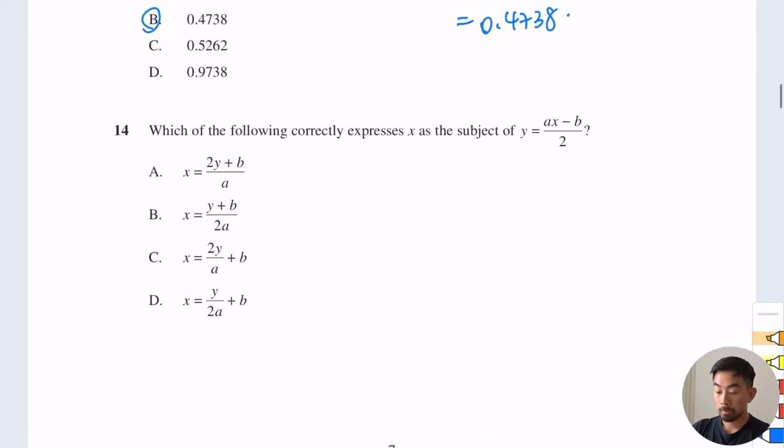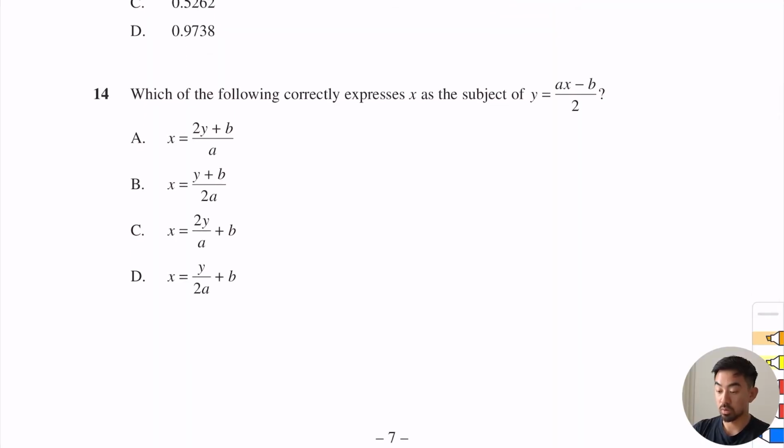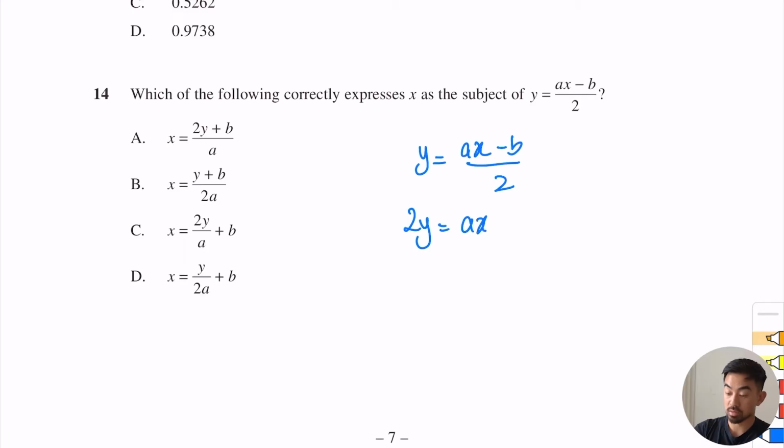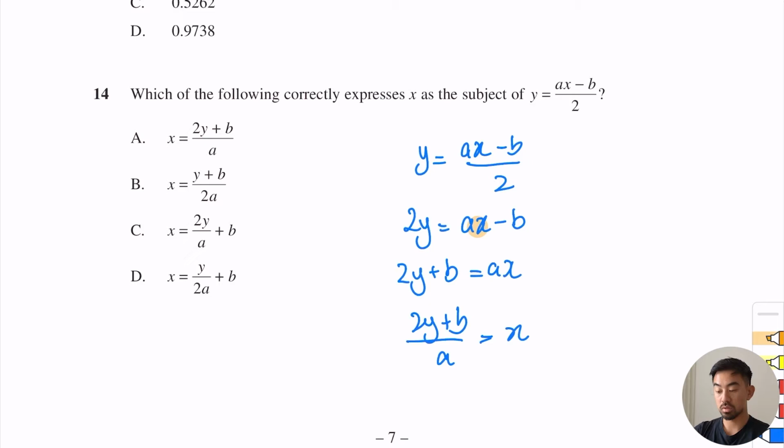Okay, cool. Two more. Which of the following correctly expresses x as the subject of the equation? So let's just rearrange this. So as a rule of thumb, you always want to get rid of the denominator. So I'm going to multiply both sides by 2 to get 2y is equal to ax take away b. I'm trying to get x by itself, so I'm going to move the furthest thing away from it. So I move b over. 2y plus b is equal to ax. And finally, divide both sides by the a. And it looks like 14a is my answer.